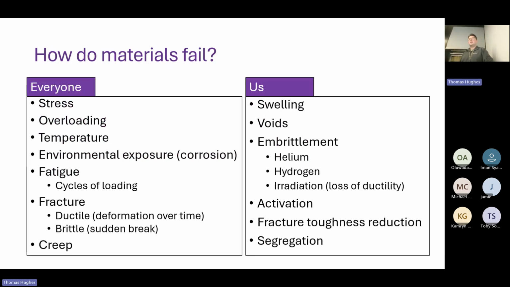Something we're going to focus on. So we're going to also look at the effects of radiation damage in inducing some of this failure. So we're going to look at swelling of material, void formation. Irradiation embrittlement is quite significant. That can form from the helium or hydrogen that exists in our environment, or the irradiation damage. Parts can activate and become radioactive and transmutate into other elements. The fracture toughness gets reduced, and you also have segregation of your alloying elements.